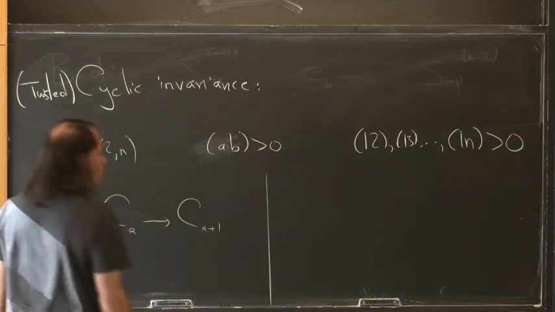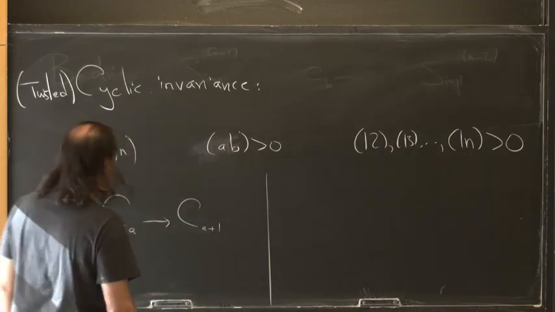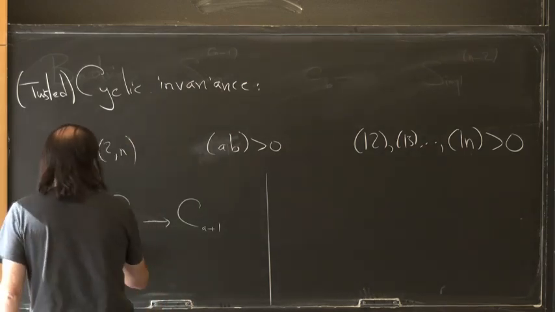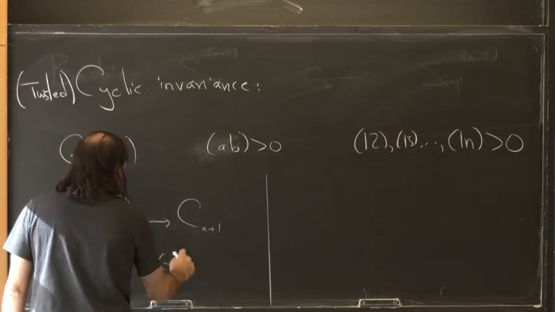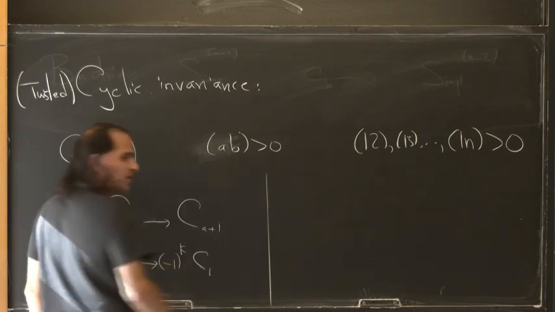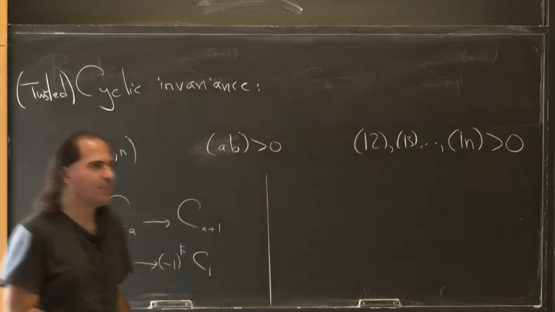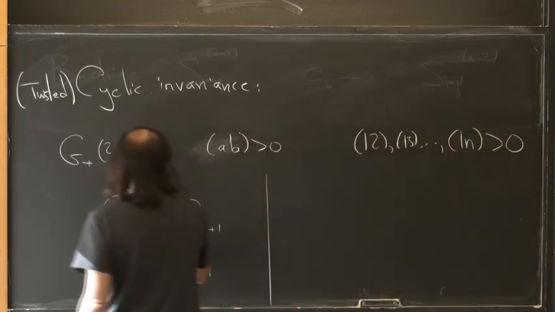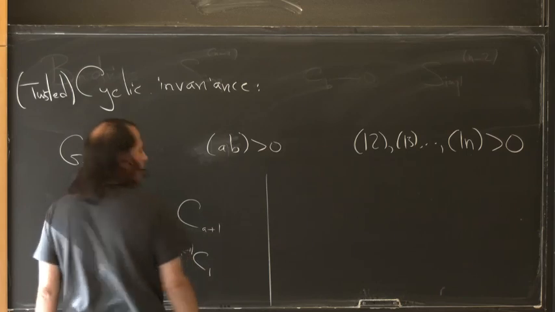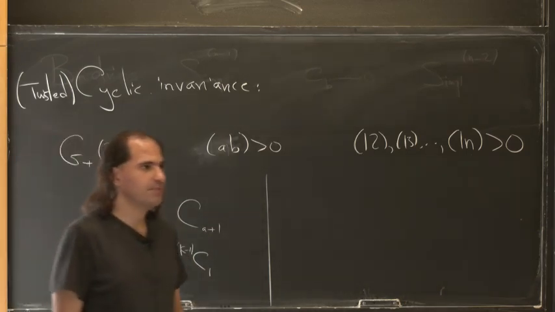So all you have to do to fix that problem is to say that C_n goes to (-1)^k C_1 under this shift. So anything that wraps around the end picks up a factor of (-1)^(k-1) when you go around the end, right?